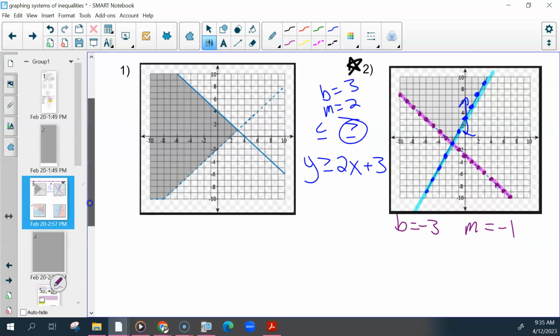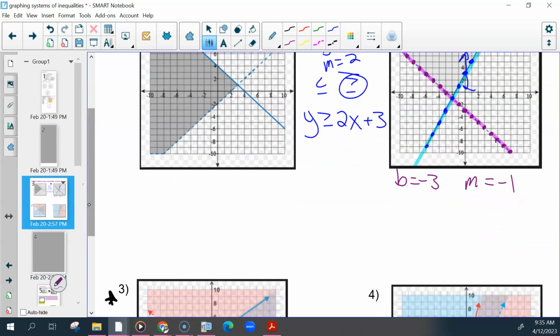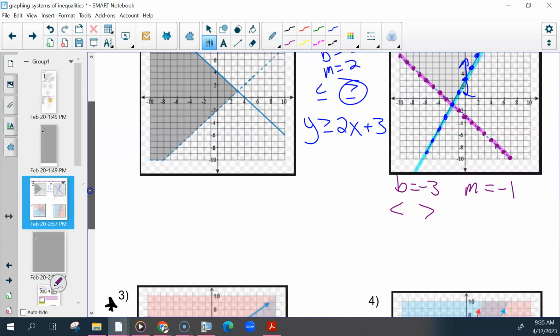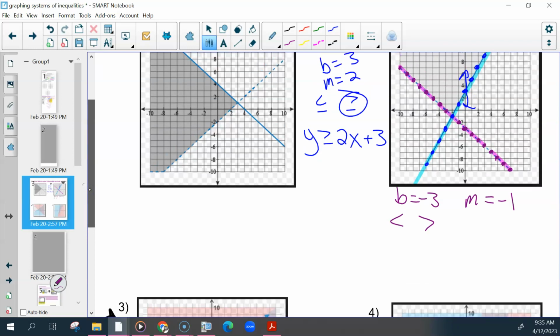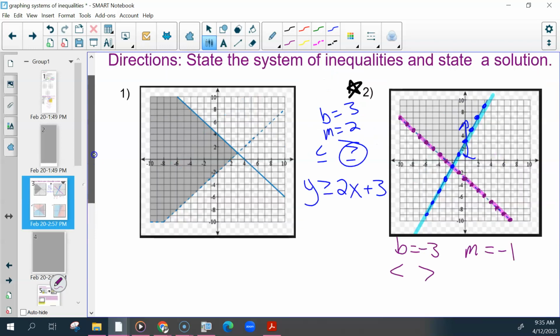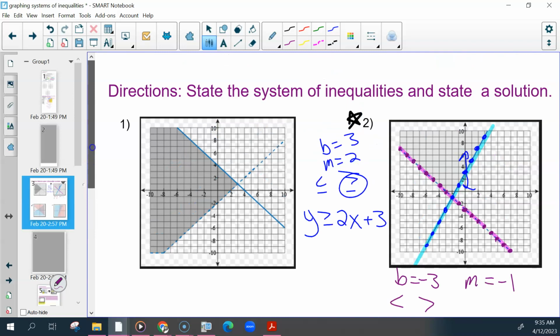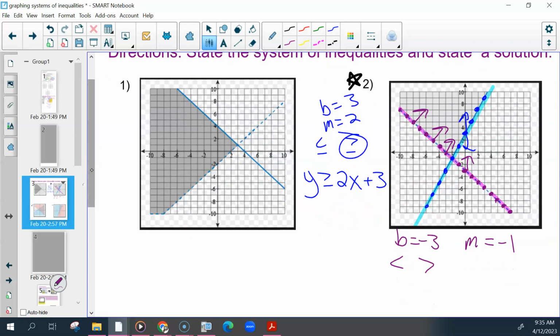It's a dashed line, so we're going to be using less than or greater than. I didn't mean to say both of those things. Because the y-intercept is not really graphed where the solution is, we have to look at this piece and kind of draw arrows all the way along it. So is that shaded above it or below it? Above. So greater than.